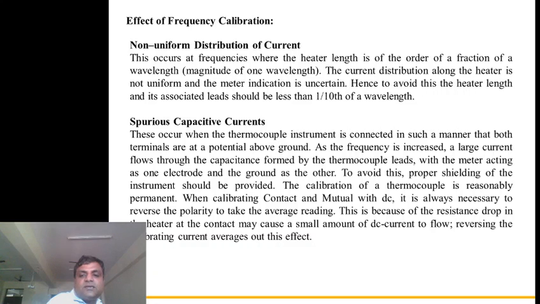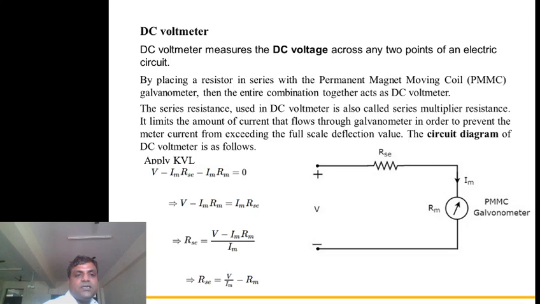The calibration of a thermocouple is reasonably permanent. When calibrating with DC, it is always necessary to reverse the polarity to take the average reading. During the calibration we take this precaution. This is because the resistance drop in the heater at the contact may cause a small amount of DC current to flow. Reversing the calibration current averages out these effects.